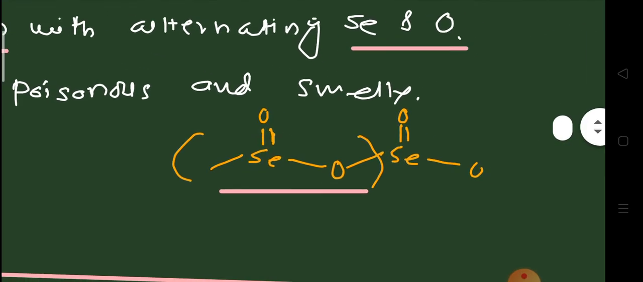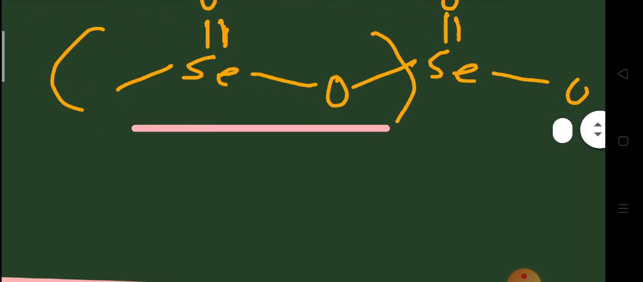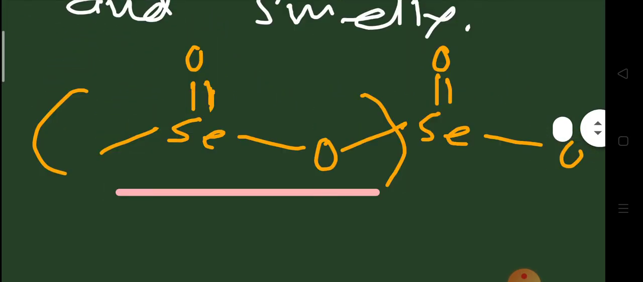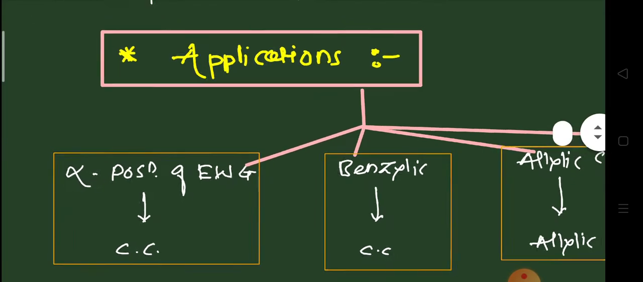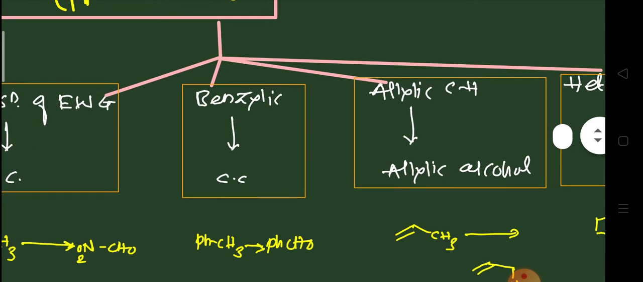Okay, we will see the linkage of this one. This is the polymeric structure of selenium dioxide. Here selenium and oxygen alternate in position. This is the actual structure of selenium dioxide, and now we will see the applications of this reagent. First of all, this reagent is applicable to these 5 categories.